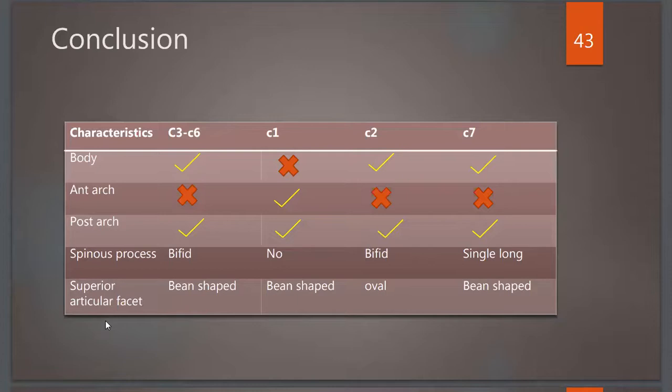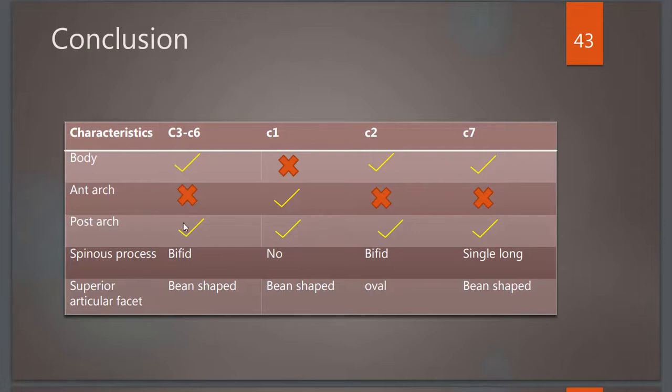Now let's conclude. C3 to C6 body is present. For C1, body is not there; the separated odontoid process, I say. C2 body is present. C7 also body is present. Anterior arch is not there for C3 to C6 because they have bodies, whereas anterior arch is present in C1, not in other vertebrae. Posterior arch is present in all.